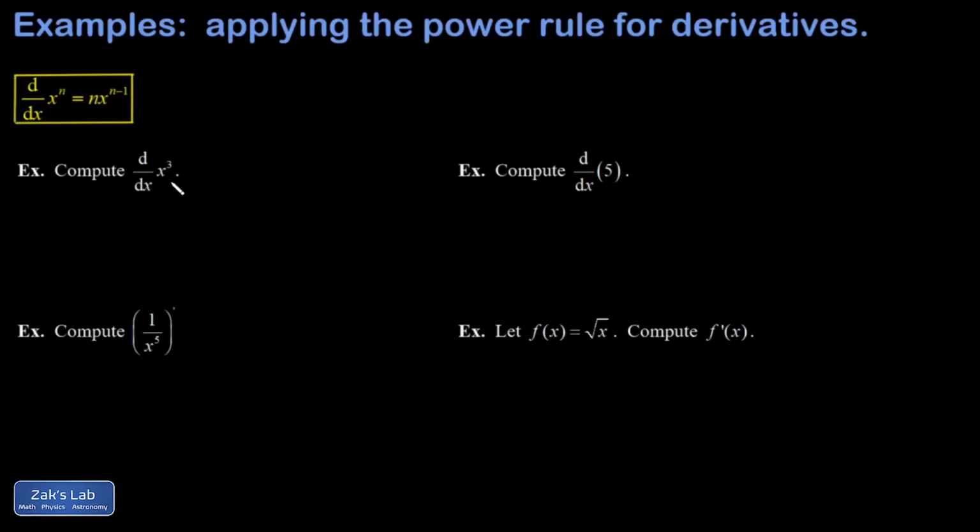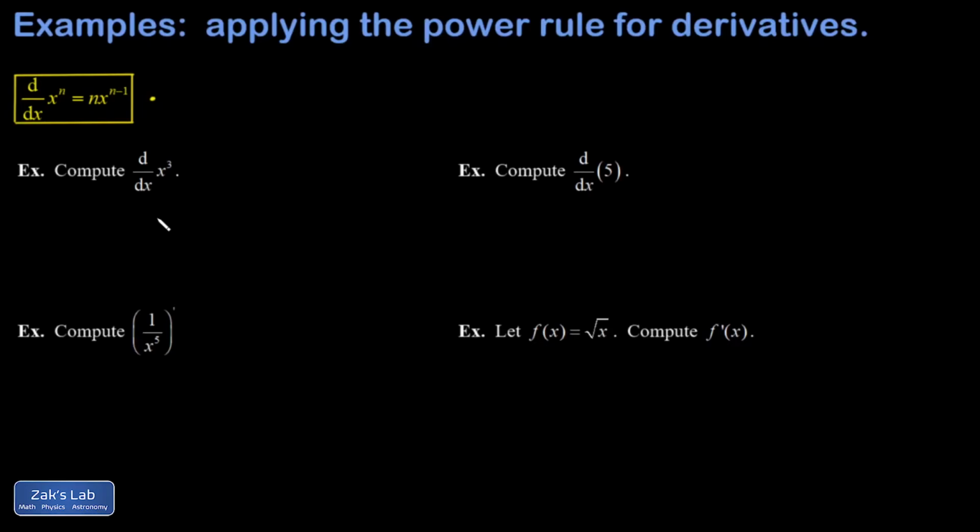This video is just a little reminder of how the power rule works for derivatives. So it's here in this yellow box. If you have a power function, x to the n, and you take the derivative with respect to x, it turns out that you can just bring down the n out in front and subtract 1 from the original exponent, and that gives you the correct derivative of this power function.